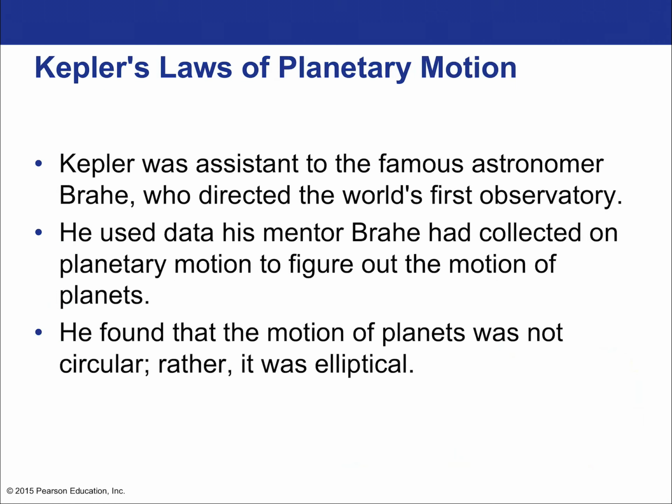So there are some laws that apply to elliptical orbits. They were discovered some 500 years ago by an astronomer, scientist and mathematician, Kepler. Kepler was an assistant to a famous astronomer called Tycho Brahe, who directed the world's first observatory. Kepler used data from his mentor Brahe to understand planetary motion, to figure out the motion of planets. And one of his discoveries was that planets were not circular, rather they were elliptical.